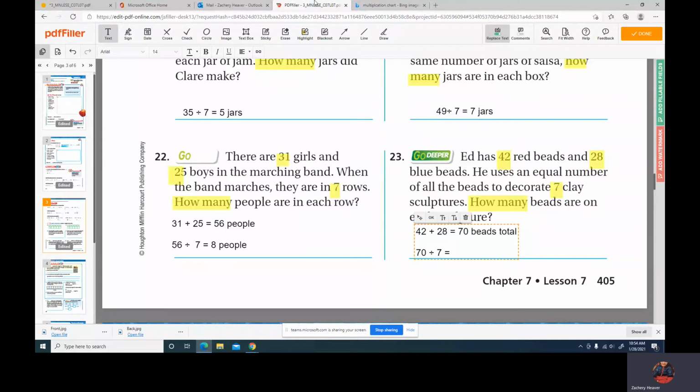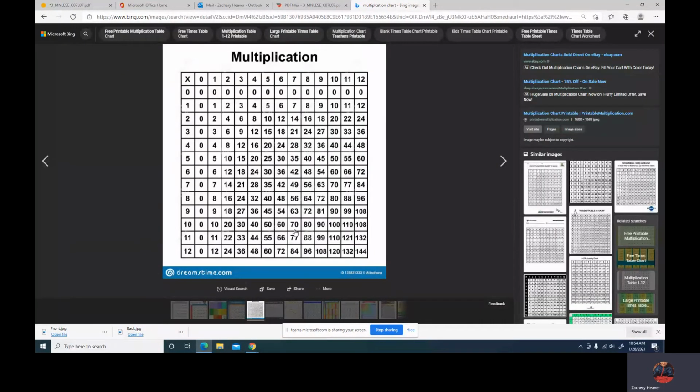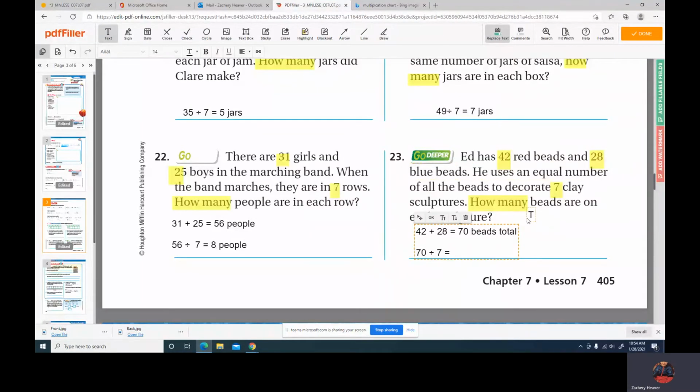And that's a huge number. So I'm going to go all the way over, go down to where I find 70 in my 7s column and go over. It's 10. So how many beads are in each sculpture? 10 beads.